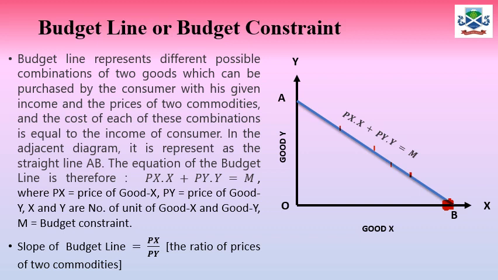Now the slope of the budget line is calculated by taking the change from good x to good y, and that is defined as Px by Py, that is the ratio of the prices of the two commodities. So this is the budget line. The slope of the budget line is Px by Py. Slope means how much of good y we are sacrificing to get 1 unit of good x. So this is basically the slope. It is the ratio of the prices of the two commodities. So that's the slope of the budget line.